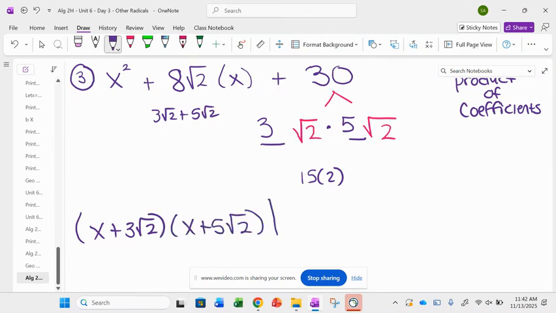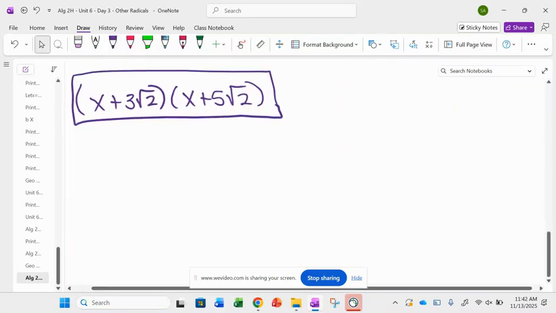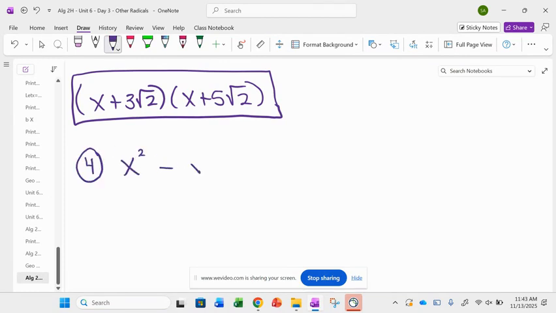All right, you guys try one on your own and then we'll move on. I won't ask you to factor anything with a leading coefficient in these radical ones. I'll just be straightforward ones like this.